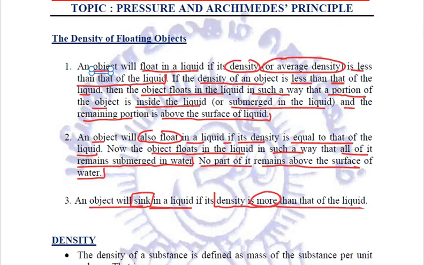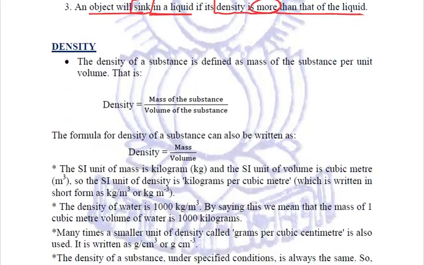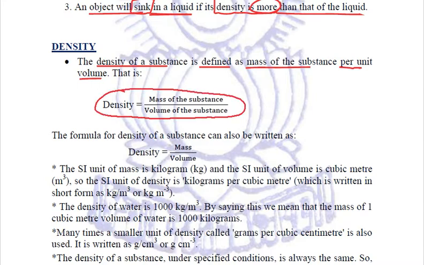Now we have discussed the density here. We need to relate in detail what density actually is. The density of a substance is defined as the mass of the substance per unit volume. So we can say that density is the mass of the substance divided by the volume of the substance, or we can write density is equal to mass upon volume, or mass per unit volume.